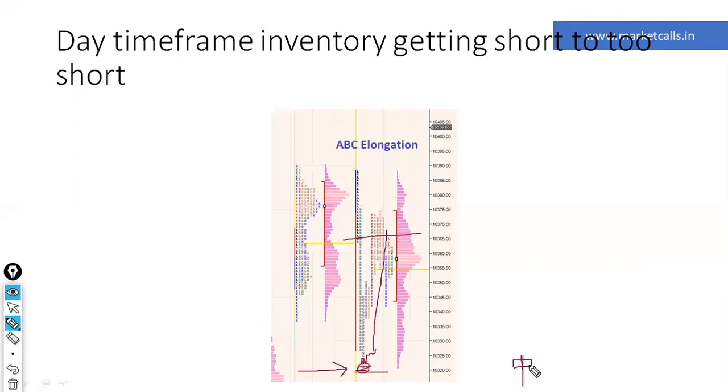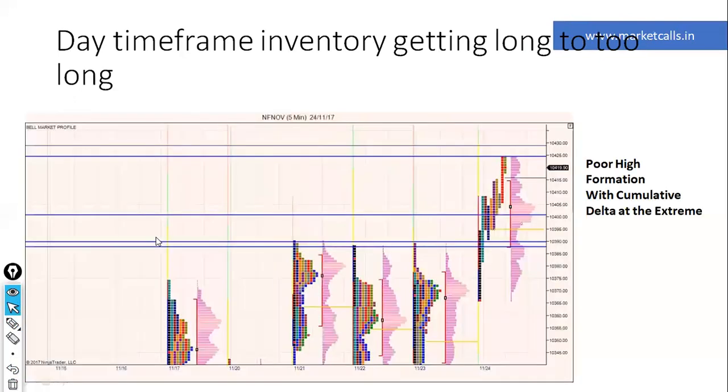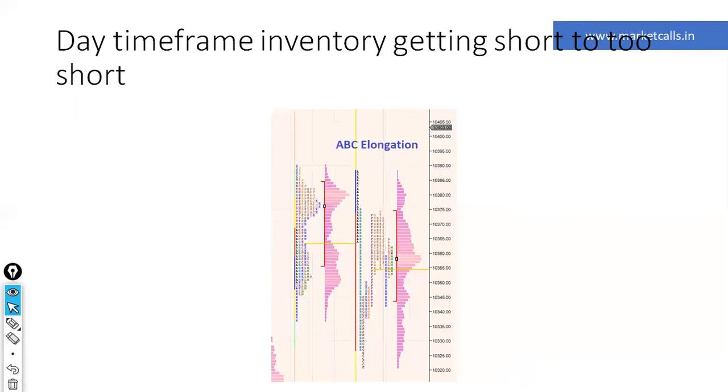So now you have to onboard with a very, very tight risk, right? So when these kinds of ABC elongation happen, once every 3 months, it used to happen either with an inside breakout or multi-day breakout, which gives you the odds to fade those zones. So over a period of time, you should learn to bifurcate which ABC elongation to fade, which ABC elongation not to fade. I showed you a couple of examples of which one to fade, which one not to fade.